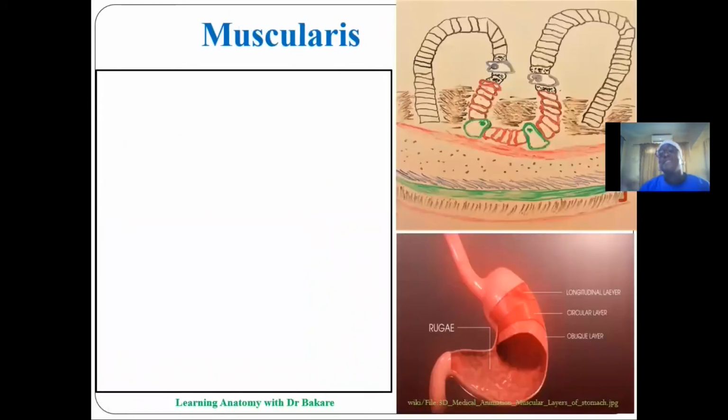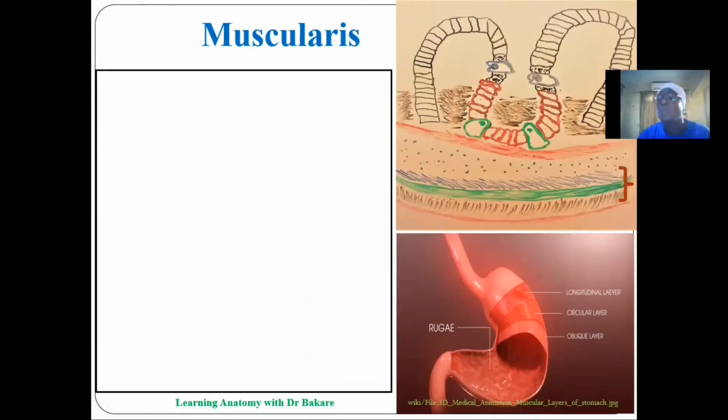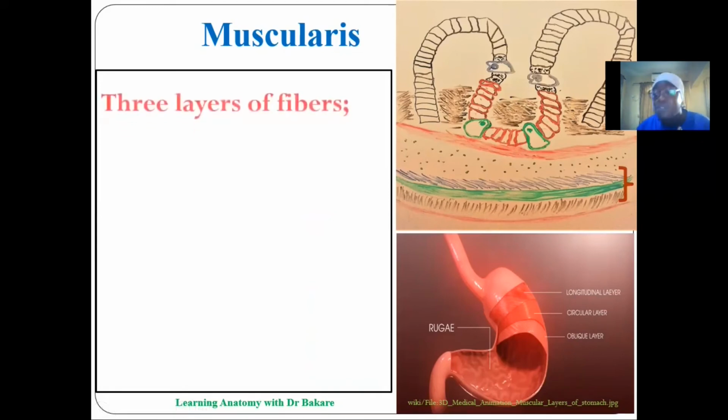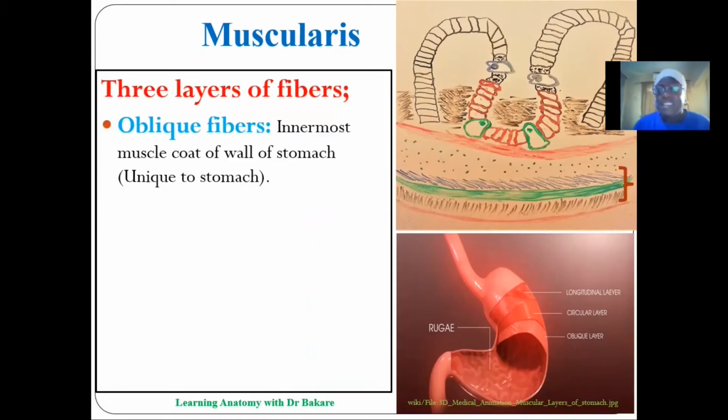Then more external to the submucosal layer, we now have the muscularis layer. Remember, we talked about the muscularis mucosa, which is a structural component of the mucosal layer, and this is highlighted in red. So after the submucosal layer, we now have the main muscular layer of the stomach that is made up of smooth muscle, and they are in 3 layers. The first one is the oblique muscle. The oblique muscle runs in an oblique pattern, and it is the innermost, and it tends to be unique to the stomach. If you look at the other muscular layers of the GI tract, it is only in the stomach that we have the oblique layer. And this is the oblique layer seen after the submucosal layer.